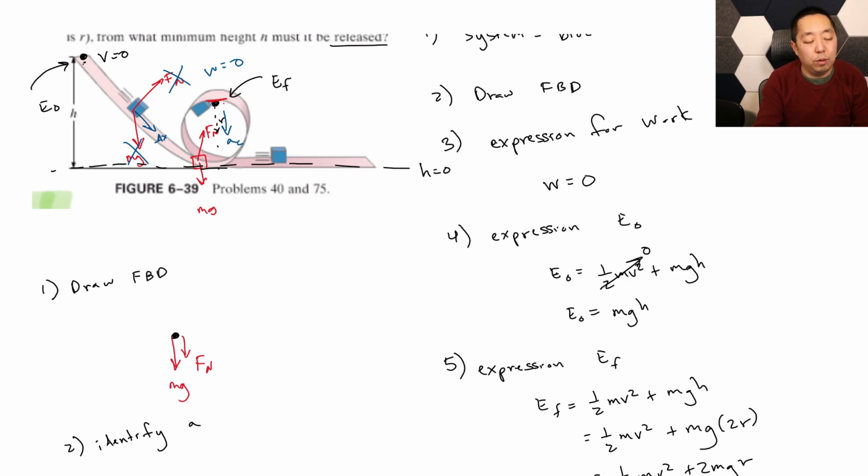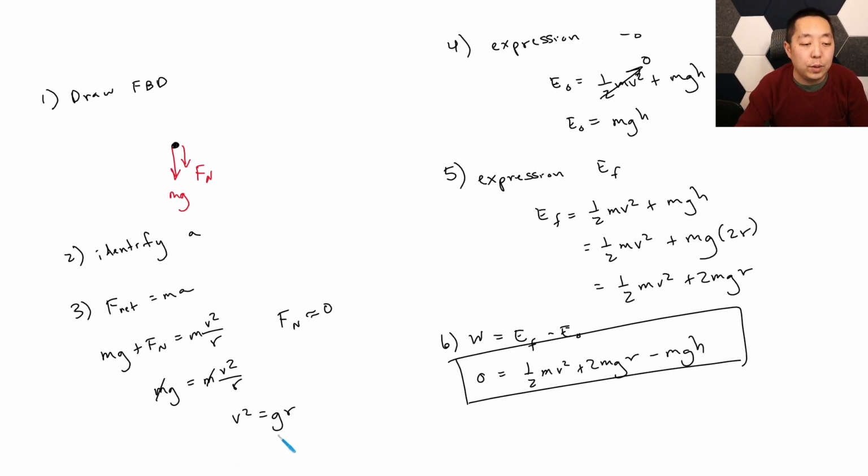So then when we get rid of the Fn, the m's cancel. Look, the v squared equals gr. And that helps us because now we can take that and plug that into there. And now I can solve for the h. I can move the mgh over here. Equals 1/2 mgr plus 2 mgr, which is 5/2 mgr. M's cancel, G's cancel. The h is going to be 5/2 r.